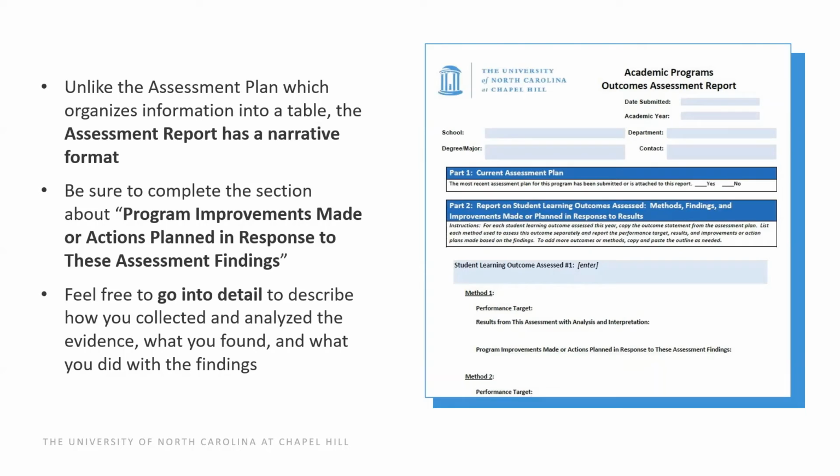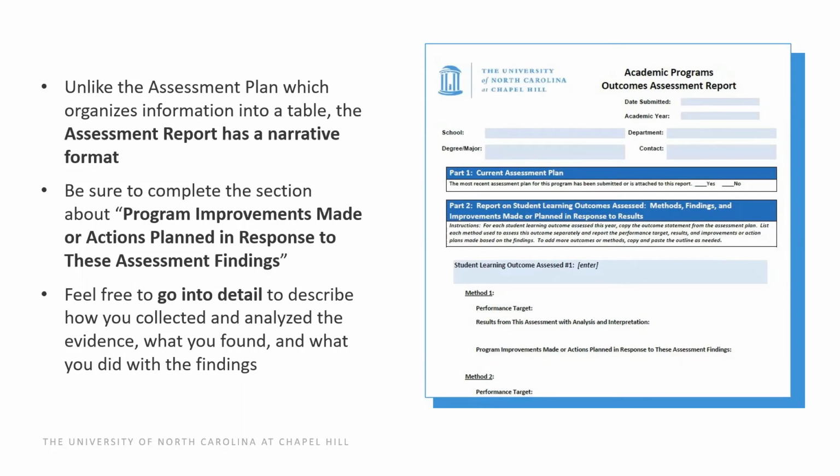There's a section on here about program improvements made or actions planned in response to these assessment findings. Now, this is something you want to make sure you respond to, because remember that assessment cycle we looked at earlier, where we looked at student learning outcomes, then evidence and improvement. This is how you address that improvement component of that assessment cycle.